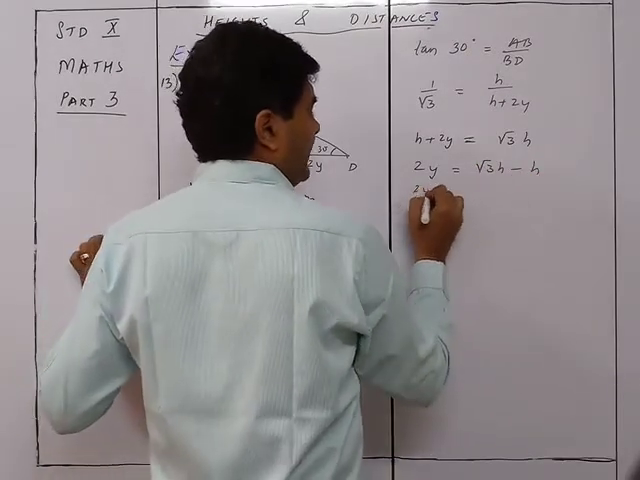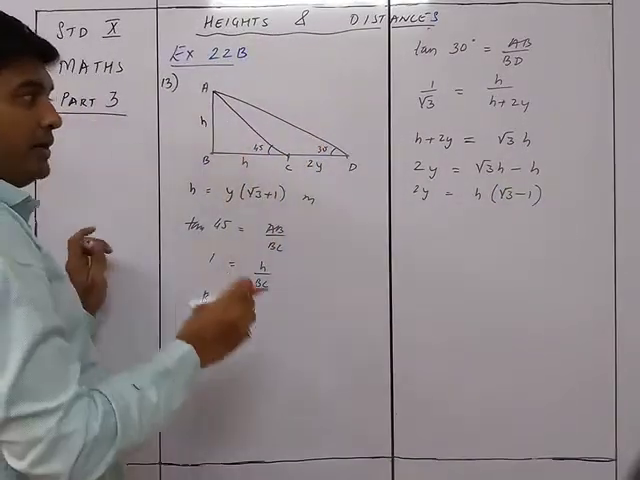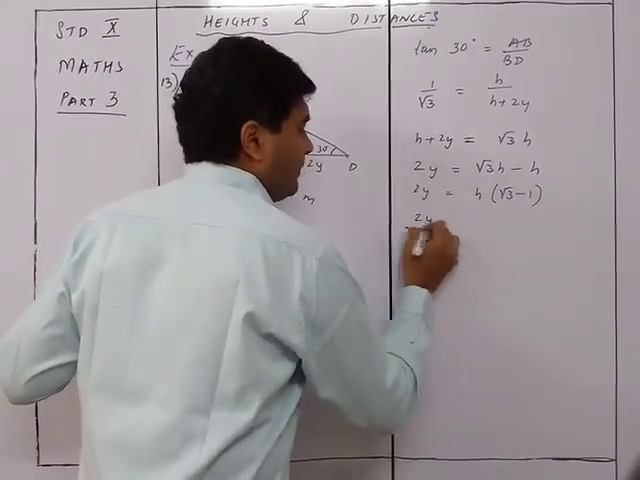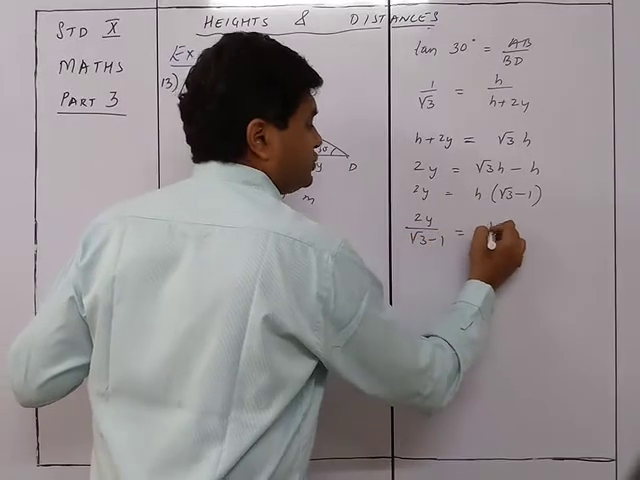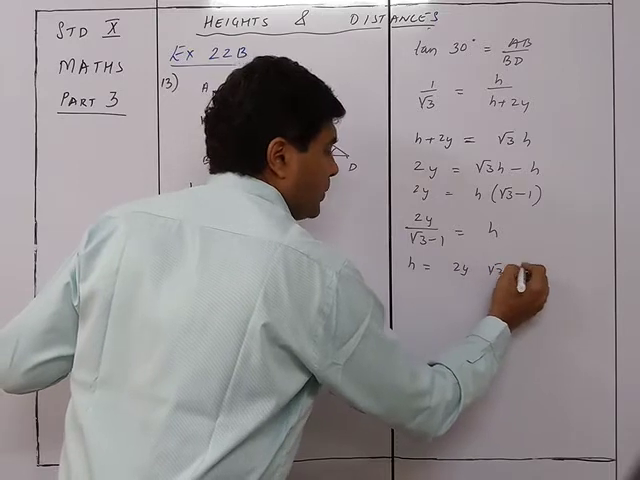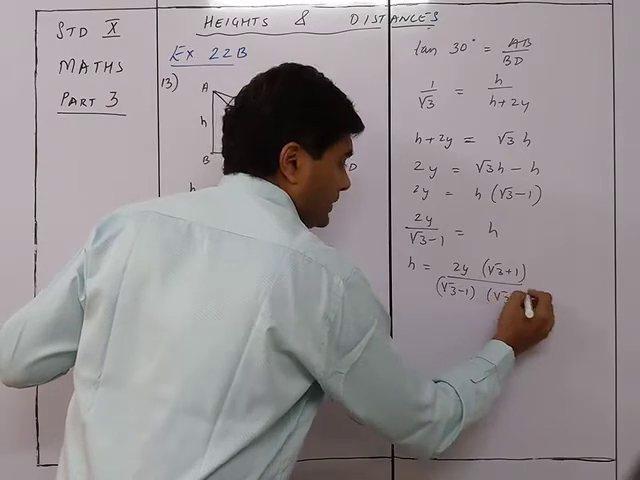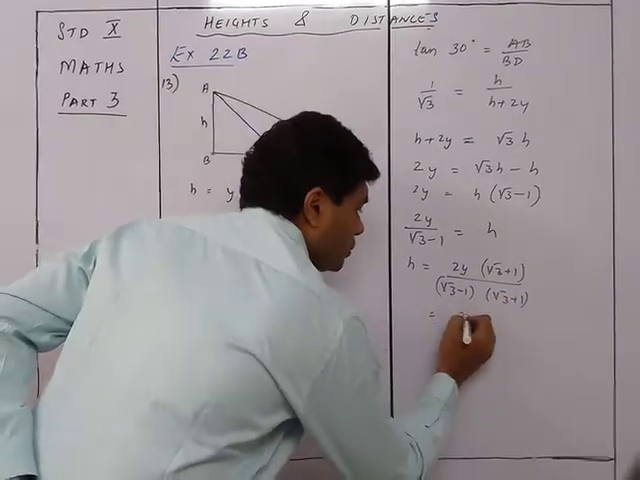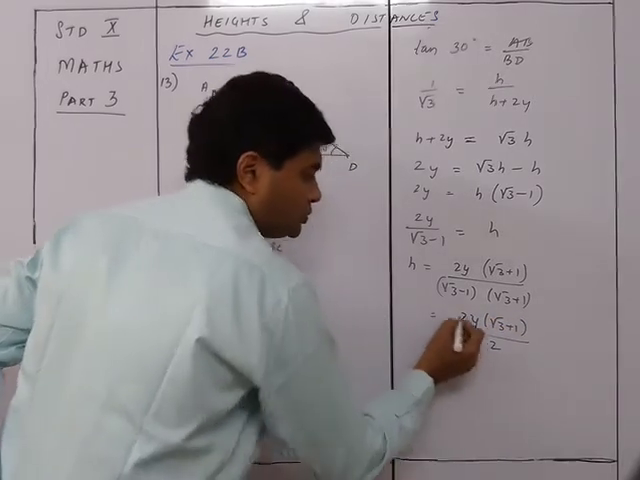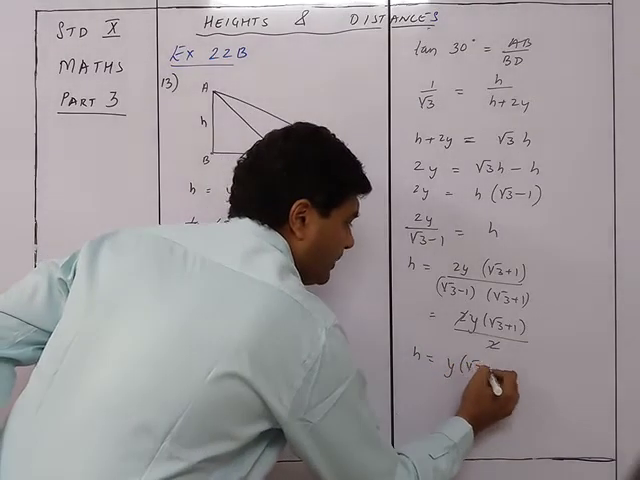So 2y is equals to h root 3 minus 1, right? But you want it as h. So we'll rationalize, we'll take this over here. So 2y upon root 3 minus 1 is equals to h. We rationalize this thing. So h is equals to 2y into root 3 plus 1 upon root 3 minus 1 into root 3 plus 1. So that will give me 2y into root 3 plus 1 upon 3 minus 1, which is 2. So 2 gets cancelled. So accordingly h is equals to y into root 3 plus 1.